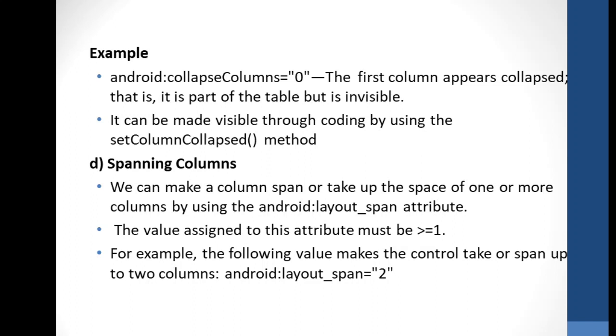The spanning columns. Next we are going with the spanning columns. We can make a column span or take up the space of one or more columns by using android:layout_span. If we assign a value greater than or equal to 1, then that value is assigned. For example, if we have to divide one column into two, then we can place android:layout_span equal to 2.